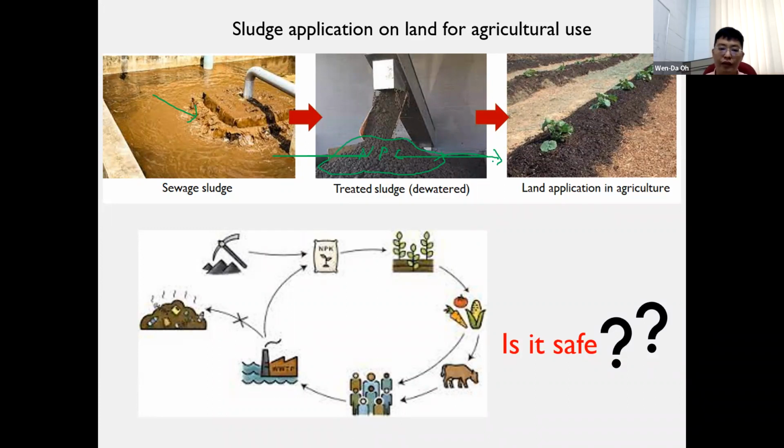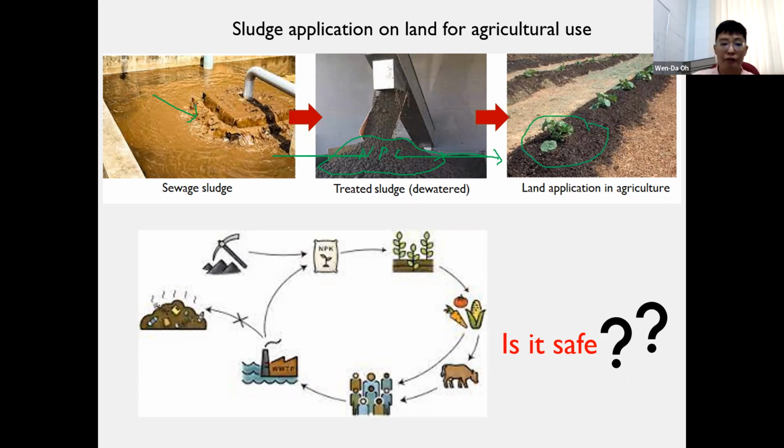But it is actually not safe if you have this kind of process, because most of the treated sludge is contaminated with certain chemicals. For instance, you have heavy metals, you have hormones, you have all those microplastics, right? So all these chemicals can actually be absorbed by the plant. And then because of this, if you consume this plant, you're actually consuming all those chemicals, heavy metals and so on.